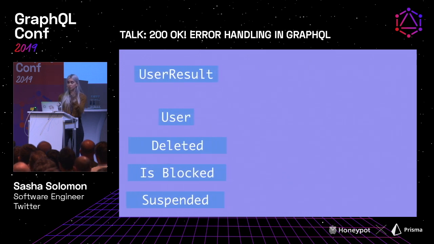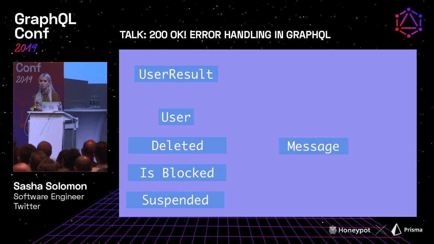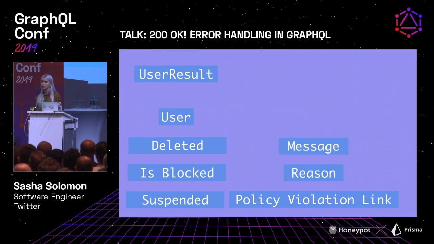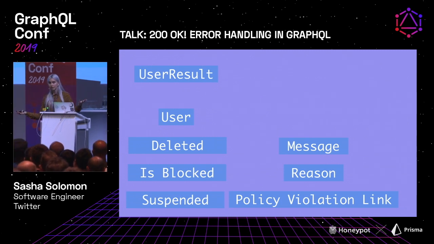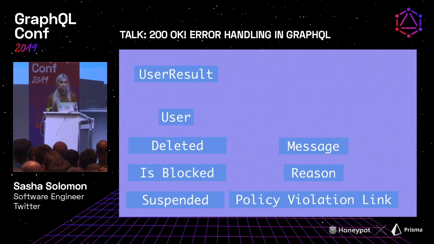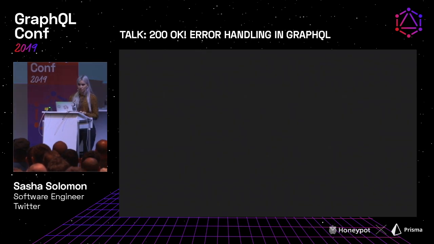So if we do something like this, it's also kind of cool, because now we could have a user with all the normal fields on the user. But then maybe for deleted, we can pass along a message, like why were they deleted? What happened? For is blocked, we could give a reason why they were blocked. And for suspended, maybe we can add in a policy violation link or something. These are things that might be useful to know. If you don't get a user back, well, why couldn't I get them back? And what are some things associated with that? Cool.